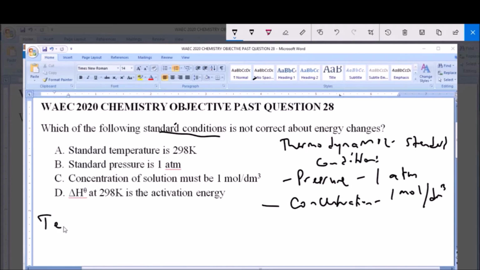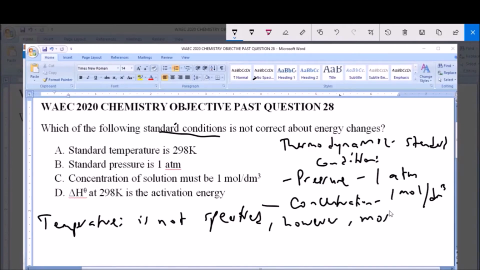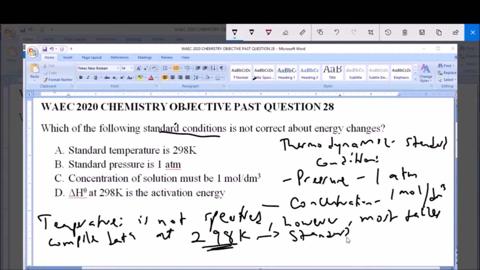Now, temperature is not specified for thermodynamic reactions. However, most tables or most materials provided compile data at the temperature 298 Kelvin. So this 298 Kelvin is often regarded as the standard temperature in thermodynamic reactions. So these are the standard conditions when it comes to thermodynamic reactions.